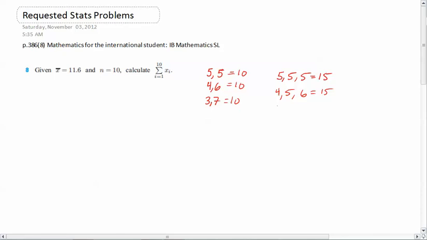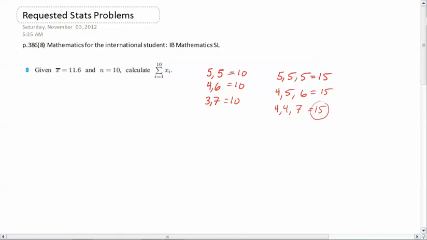Okay, maybe one that doesn't even have a 5. So let's go maybe 4, 4, and 7, right? So 7 is 2 above, these 4s are 1 below, so give 1 to each of those. 4 plus 4 is 8, plus 7 is 15. So no matter what, if you know what the average is and you know how many terms there are, you know what the total sum is.